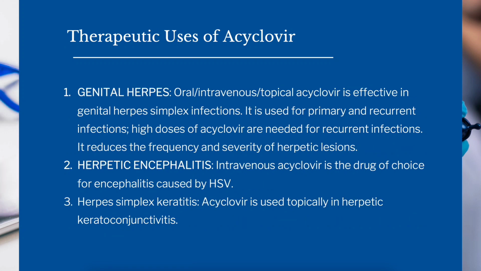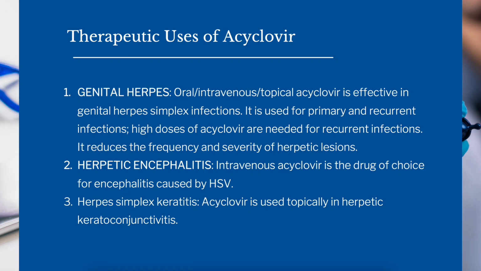Therapeutic uses of acyclovir. Acyclovir is used in genital herpes for oral, intravenous and topical administration. It is used for primary and recurrent infections. High doses of acyclovir are needed for recurrent infections. It reduces the frequency and severity of herpetic lesions.